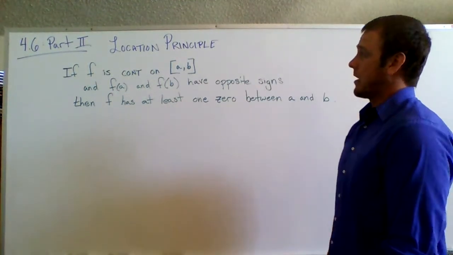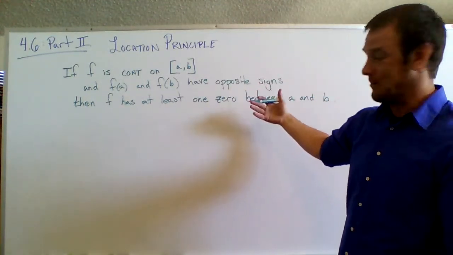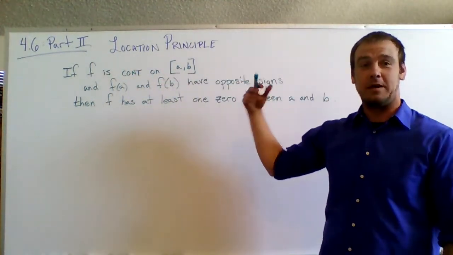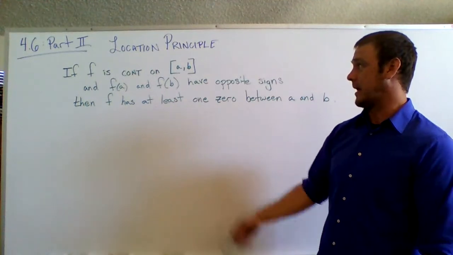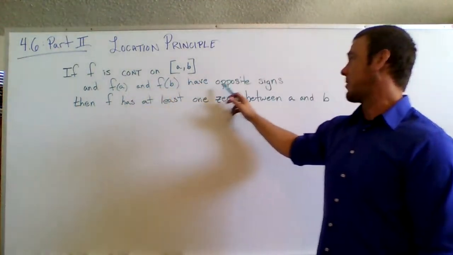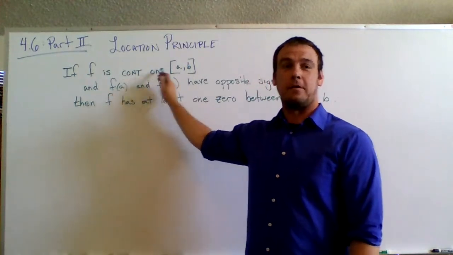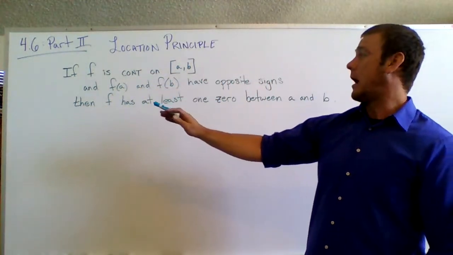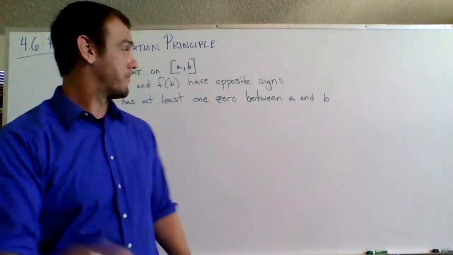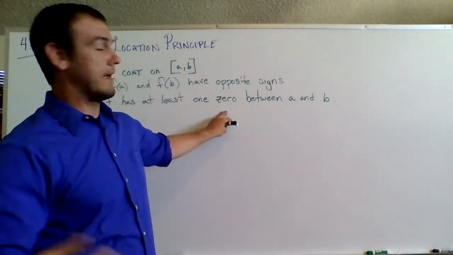All right, so this is our lovely location principle. Make sure that you're actually writing this down. If f is continuous on the closed interval [a, b], so it's really the same as IVT, and f(a) and f(b) have opposite signs, what that's really saying is our outputs for a and b have opposite signs, one of them is positive, the other one's negative. If that's true, then f has at least one zero between a and b.